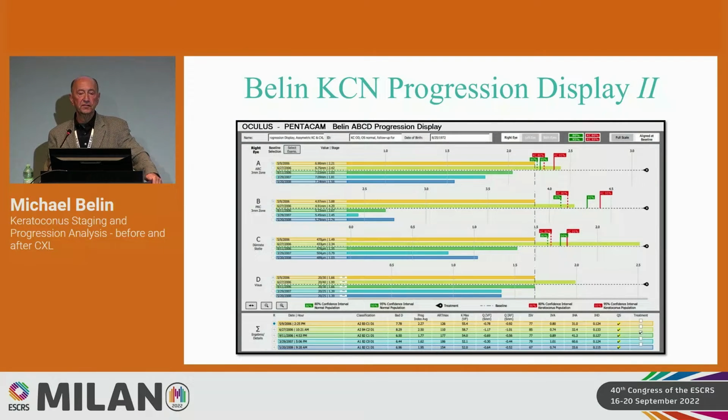And this was the second release of the progression display. It would show you up to 8 exams over time, and it defaults to show you both the 80 and 95% confidence interval gates for both the normal population in green and the keratoconic population in red. You'll also notice that, again, the gates are obviously individually done for the A parameter, the B parameter, and the C parameter.